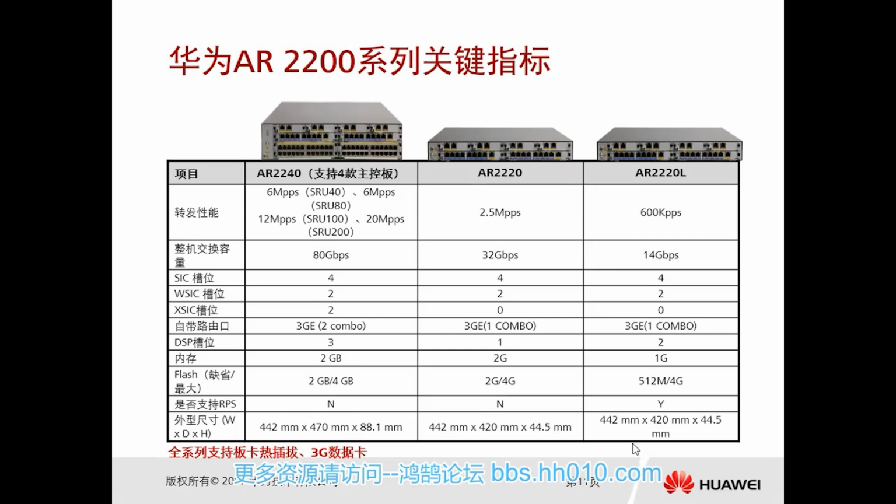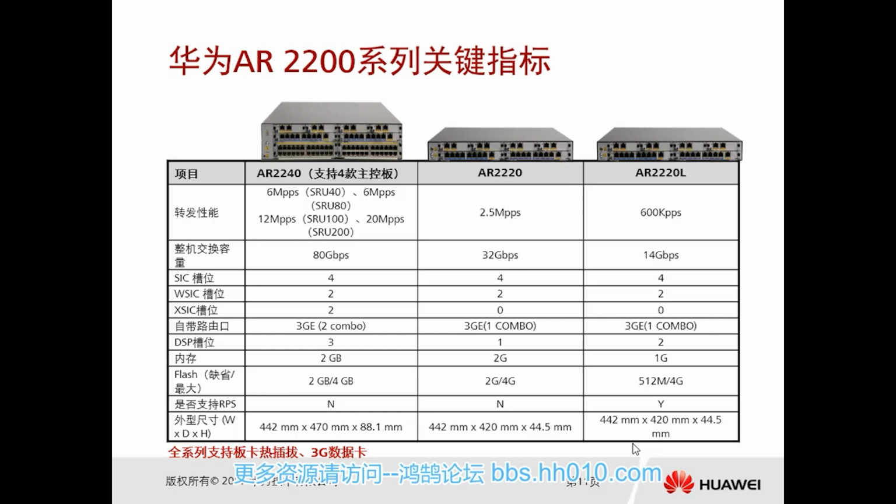Then watched the previous 3200, 3600. So let me take a look at the 2220, one of its key indicators. So here he listed it out. This is the 3 series: AR2240, AR2220 and AR2220L. So let's take a look. In fact, its forwarding performance decreases sequentially starting from the 2240. So in fact, we can start from the diagram above. You can also see the two pictures.